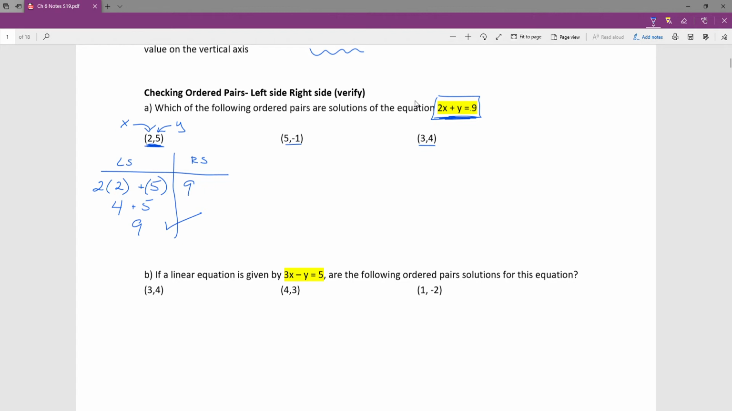It checks out. Again, if we've got another ordered pair to verify, the 5 would be representing the x variable and the negative 1 would be representing the y variable. So to check if this is a solution to this linear equation, I'm going to set up this left side, right side verification, and rewrite the equation subbing a 5 in where I see an x and a negative 1 in where I see a y. That gives me 10 minus 1, which is 9. And the right-hand side of the equation was 9. So again, that's another ordered pair that fits as a solution for this linear equation.